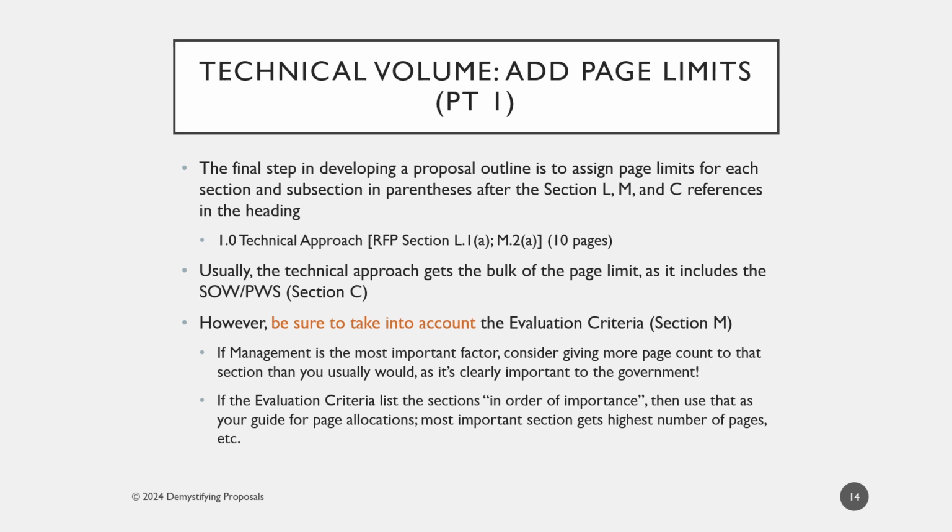Usually the technical approach gets the bulk of the page limit as it includes the information that you have to respond to the statement of work and the performance work statement, section C. However, be sure to take into account the evaluation criteria. So if management is the most important factor, consider giving more page count to that section than you usually would, because clearly it's the most important to the government. If the evaluation criteria lists the sections, quote, in order of importance, then use that as your guide for page allocations. The most important section gets the highest number of pages.